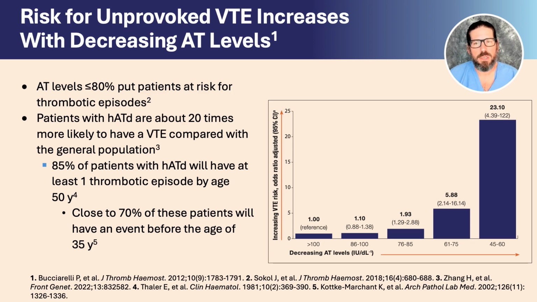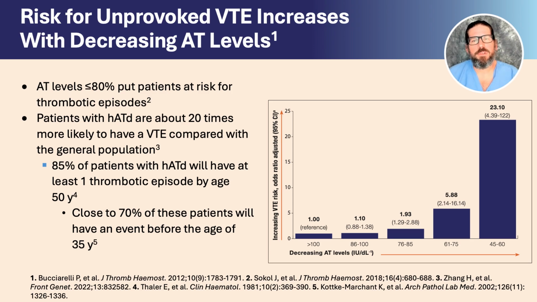and protein S. The data shows that the adjusted odds ratio for venous thromboembolism risk is increased with decreasing antithrombin levels. Even modest decreases in antithrombin levels significantly increase the risk for unprovoked venous thromboembolism. In fact, other research has found that antithrombin levels of 80% or lower put patients at a higher risk for thrombotic episodes, and that patients with hereditary antithrombin deficiency are about 20 times more likely to have a venous thromboembolism compared with the general population.